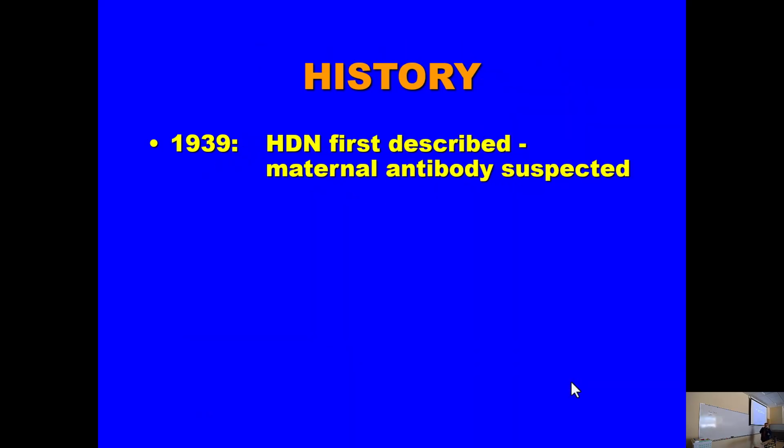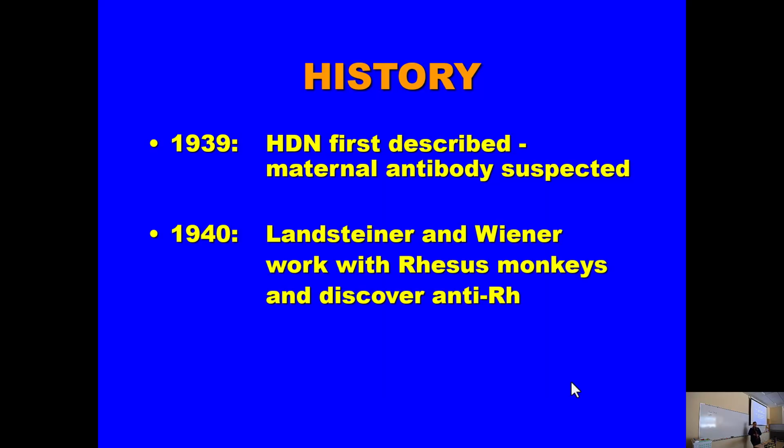So, 1939, HDN, which is hemolytic disease of the newborn, was first described. They suspected a maternal antibody, but remember, we really just figured out ABO in the 1900s, and antibodies were kind of still obscure at this point. 1940, Landsteiner, right? He's the one you always have to remember, and Weiner. They were working with rhesus monkeys, and they discovered the anti-Rh. It's called that because of the Rh for rhesus monkeys.